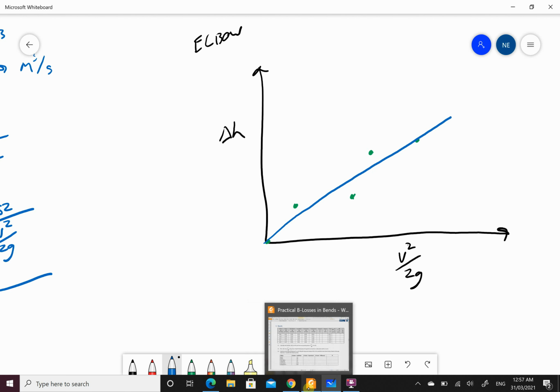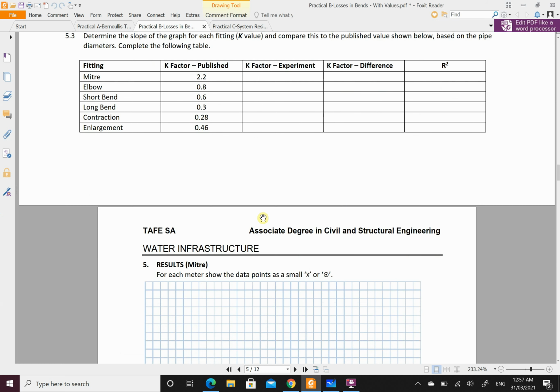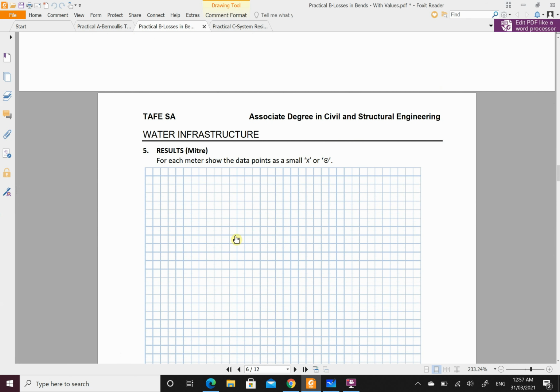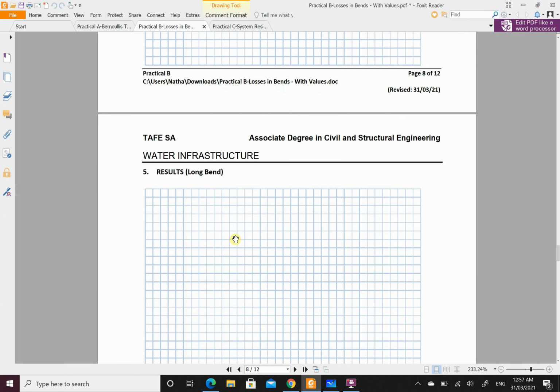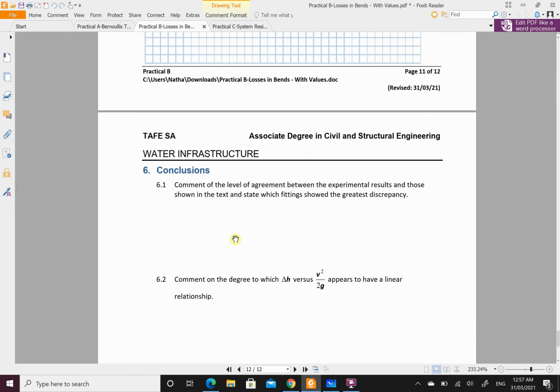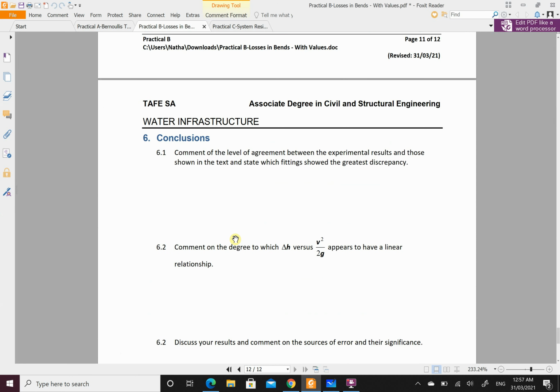And you'll do that for all of your numbers. So 5 of them for the miter, 5 of them for the elbow, 5 of them for the short bend, long bend, contraction, enlargement, you keep going. That's what it's asking you for here. So it's a simple plot, nothing too difficult. You can either do it by hand or you can do it on Excel, it's up to you.